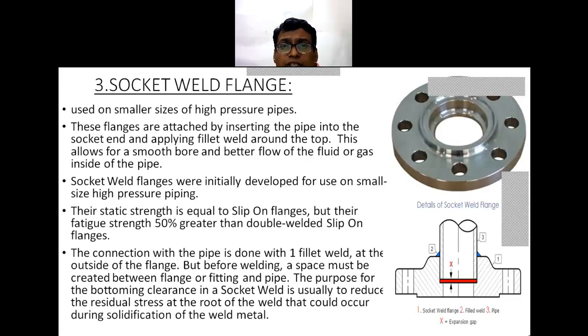Then socket welded flange. So here you can see the socket on the ring which is available. So it has to be welded properly. That is the detail of the socket weld flange. These flanges are attached by inserting the pipe into the socket end and applying the fillet weld.